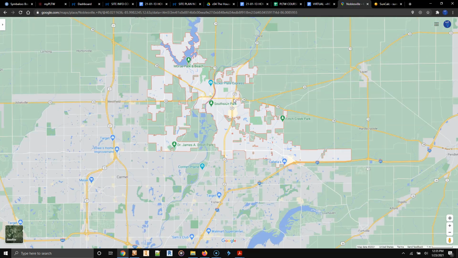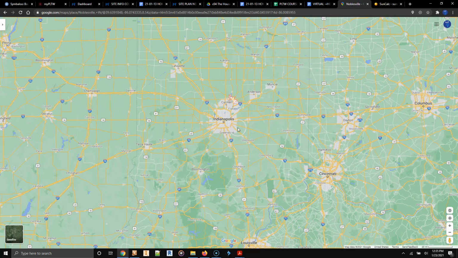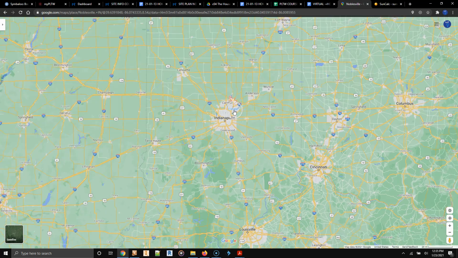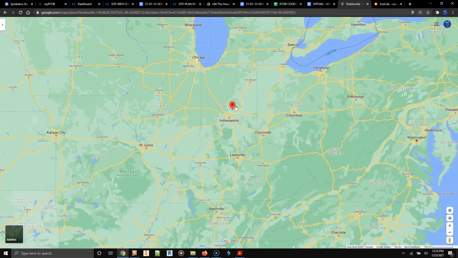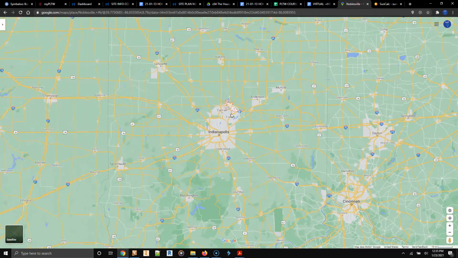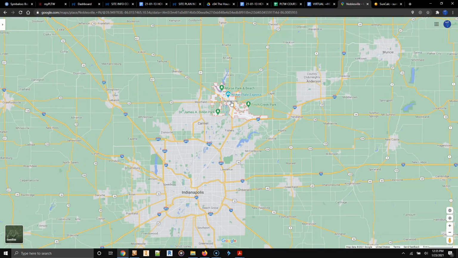When you zoom in, you'll see that Noblesville, Indiana is a suburb of Indianapolis, so it's just to the north of that. And if you zoom out some more, you'll see where we are in context. So we're over here in Dallas, and we're actually looking at a home site up here in Noblesville, Indiana. And you can see it's outlined in pink there.